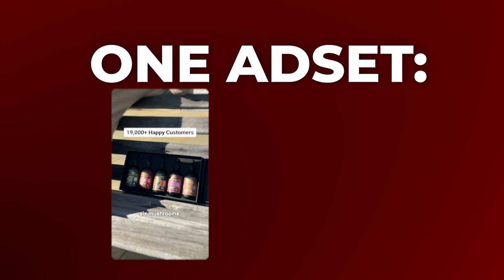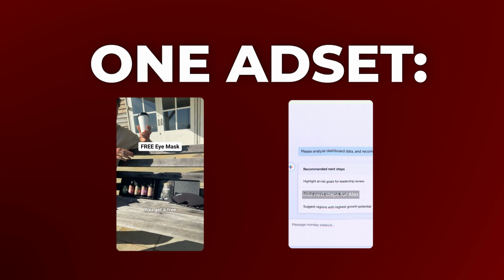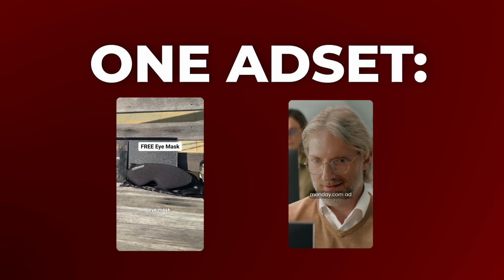The other approach is to batch diverse concepts together. Put a UGC video, a static, and a high production clip in the same ad set and let the algorithm figure out which format resonates best with that budget. This works particularly well at scale when you're producing so many creatives that it's more efficient to let the algorithm do the sorting rather than trying to organize everything yourself.